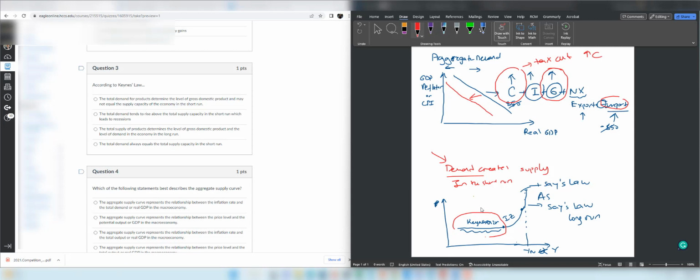The second option, the total demand tends to rise above the total supply capacity in the short run, which leads to recession. That's not correct. He usually says the reverse. Demand is less than supply capacity, and that leads to recessions. Total supply of products determines the level of gross domestic product. This is not correct because this is what neoclassical says. Total demand always equals total supply capacity in the short run. This is also not correct. So the first one is correct.